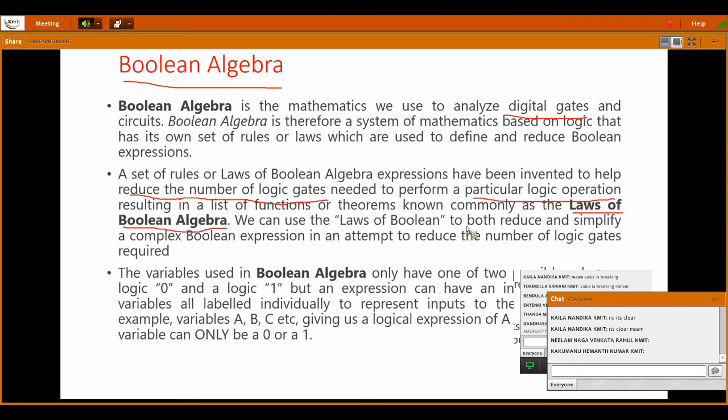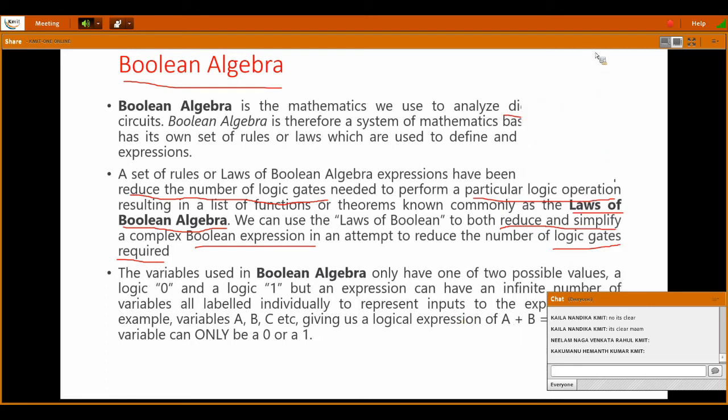We can use the laws of Boolean algebra to reduce and simplify a complex Boolean expression in an attempt to reduce the number of logic gates required. So our ultimate goal is to use the minimum number of logic gates to design a digital system. For that, the simplification of Boolean expressions is a must.